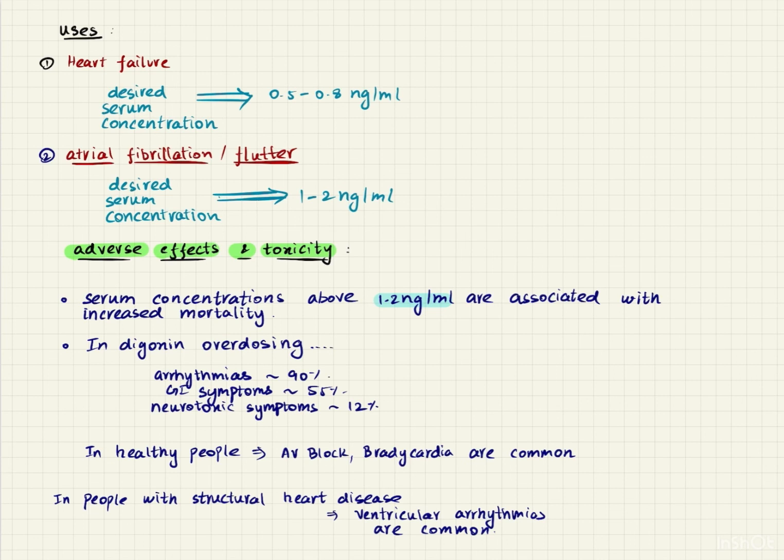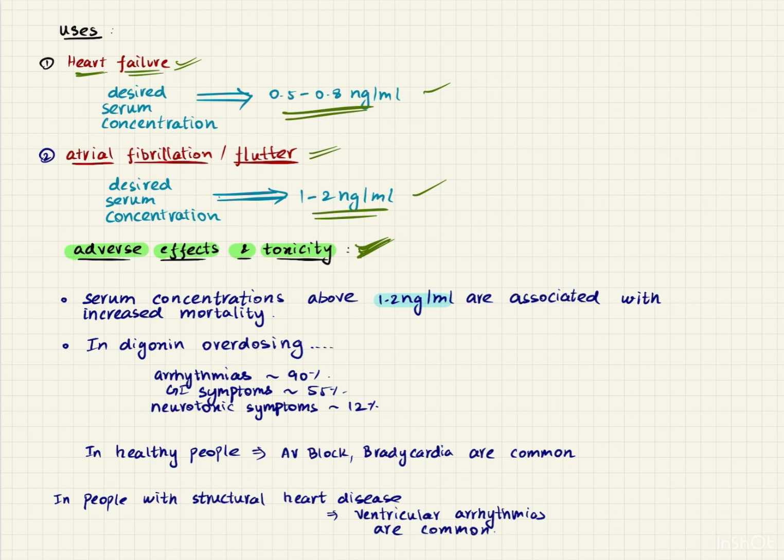Now let us see about some uses of digoxin. The most common indication for digoxin is heart failure, and for this purpose, the desired serum concentration is 0.5 to 0.8 nanogram per ml. Digoxin is a drug that has a very low therapeutic index, so serum concentrations have to be monitored. For atrial fibrillation also digoxin can be used, and if it is used, a higher serum concentration can be tolerated.